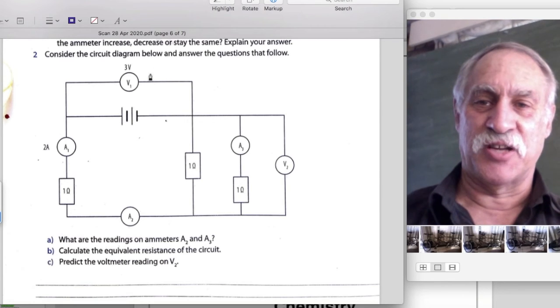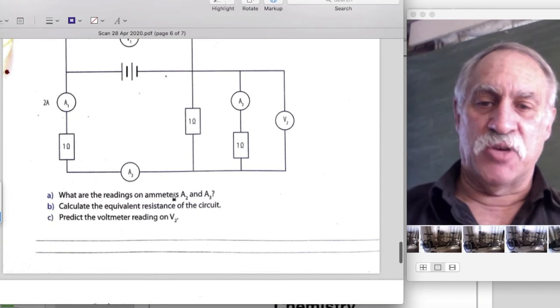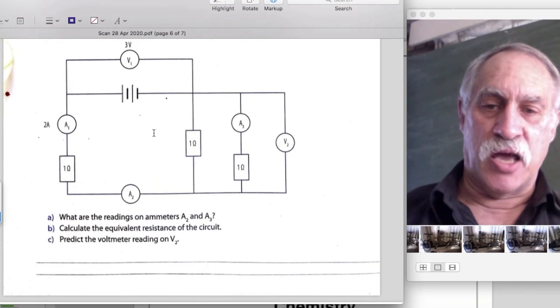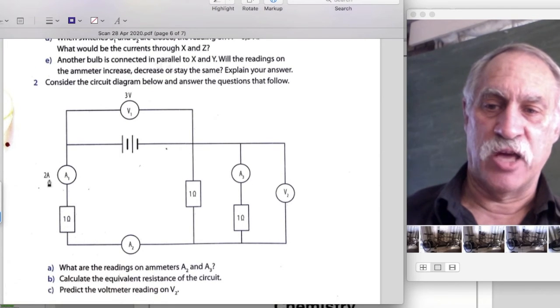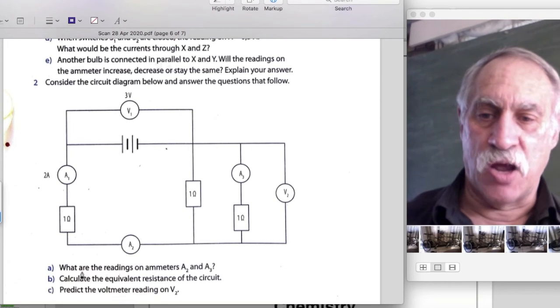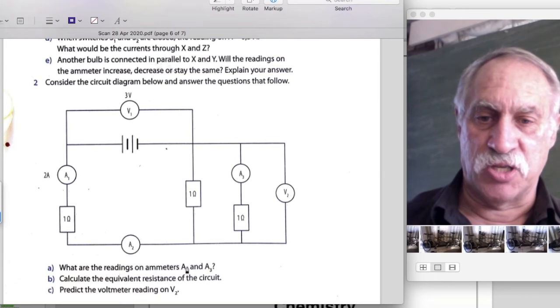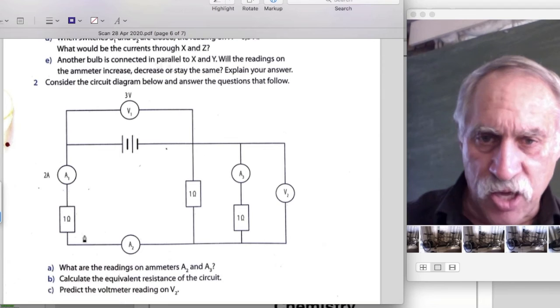Consider the circuit diagram below and answer the questions that follow. What are the readings on ammeters A2 and A3? And that's 3 volts. That's 2 amps. 3 volts, 2 amps. Okie doke. And what are the readings on ammeters A2 and A3? Well, there's A1.